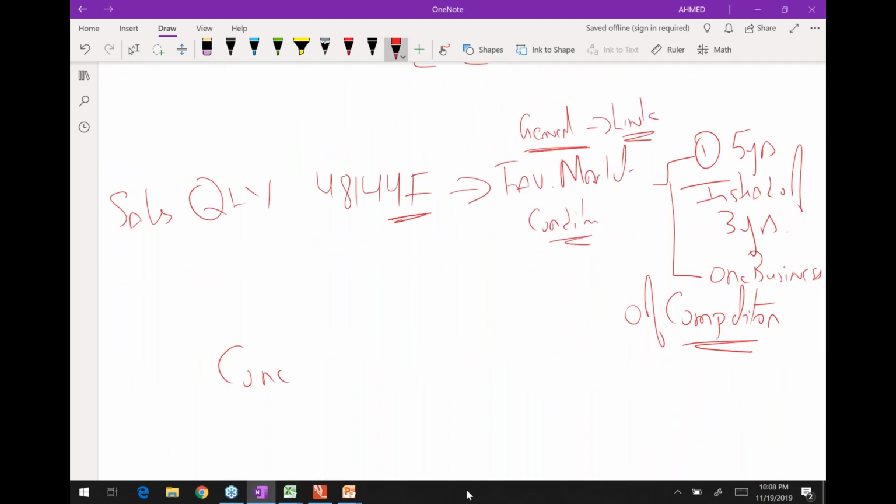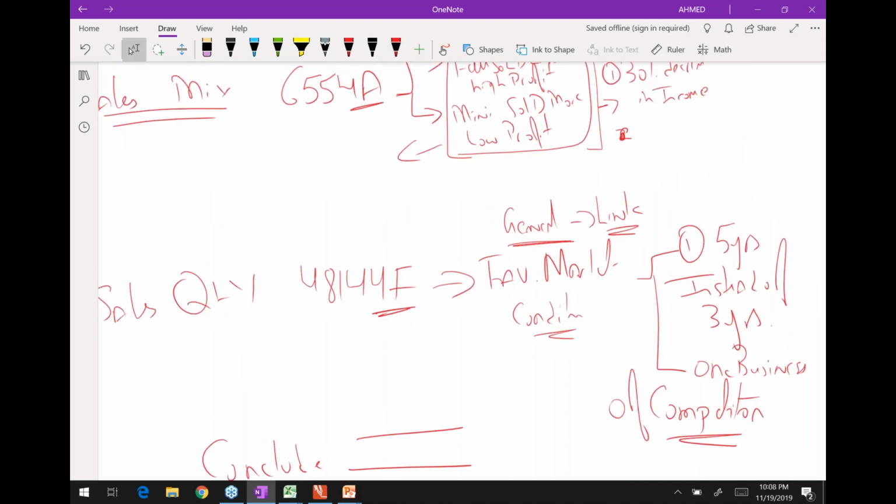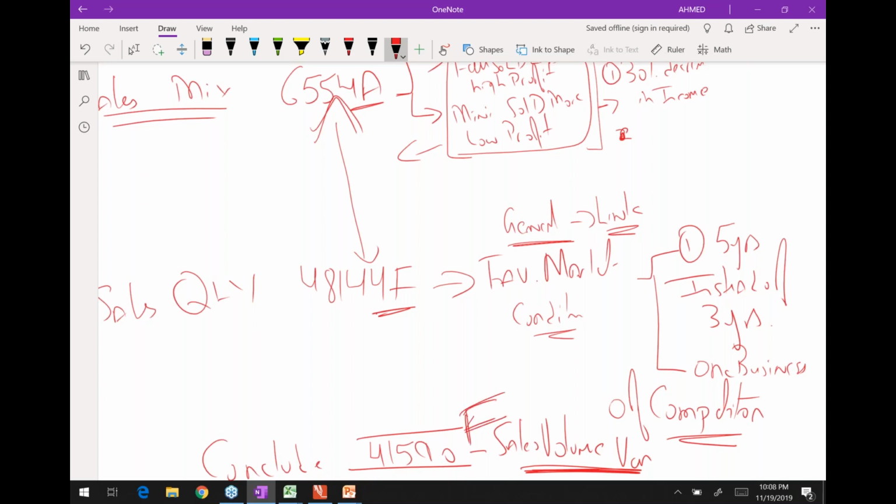So let's conclude. The best way to conclude about performance is to look at the net difference or the figures. If you work out the net difference, can anyone tell me what it is? 6554 adverse, 48144 favorable. What is the net difference? 41590. And this is your sales volume variance, because we have bifurcated that, and sales volume is favorable. When the net difference is favorable, we say the performance is good.